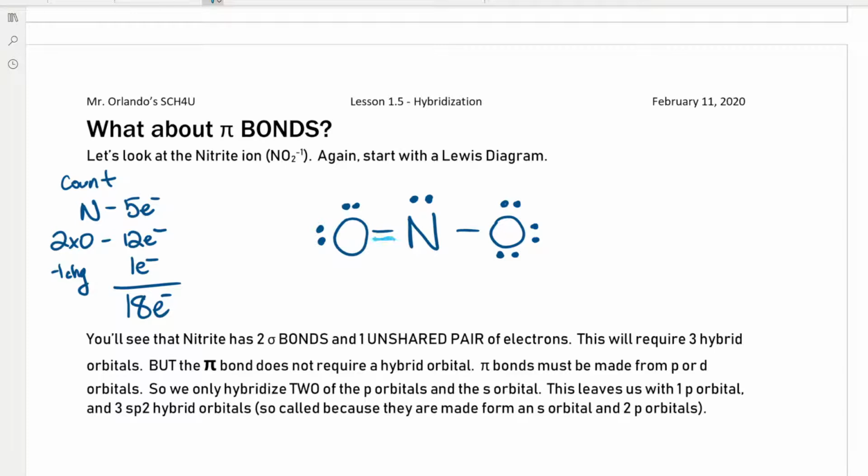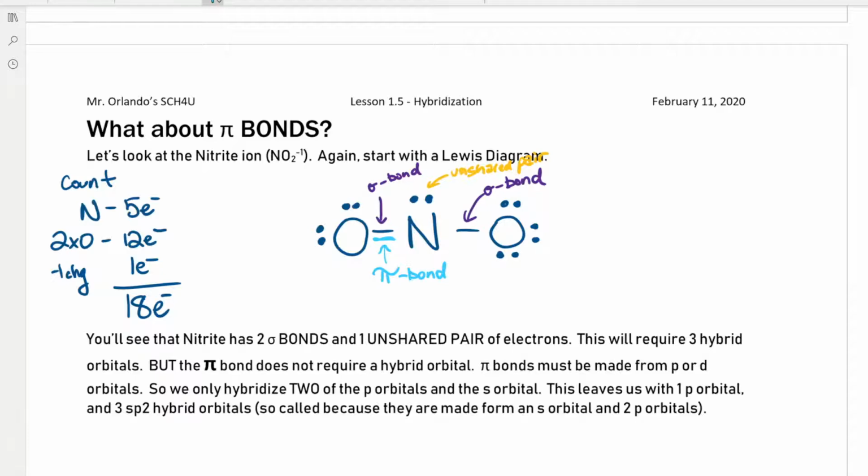And I'm going to draw that with this blue line because, if you recall, we said that's a sigma bond. That's a sigma bond. That's an unshared pair. But this is what we call a pi bond. And you might have wondered why we bothered giving these different names. Well, we give them different names because it turns out that they form differently.